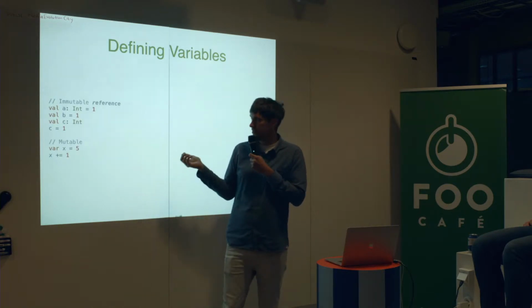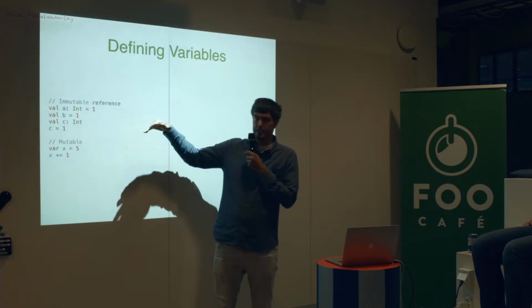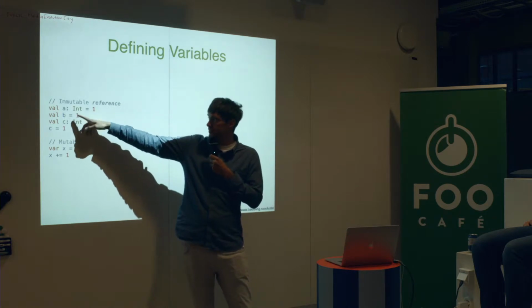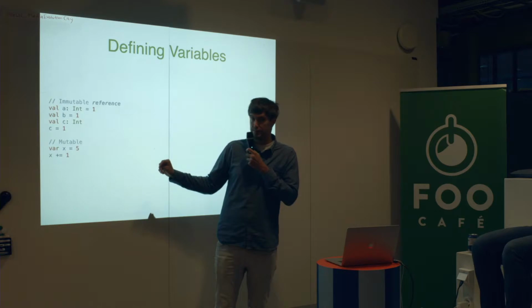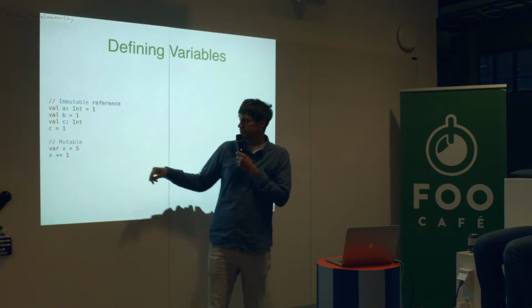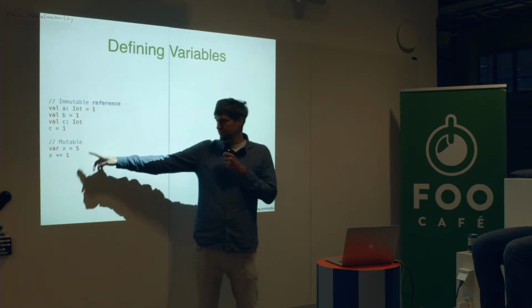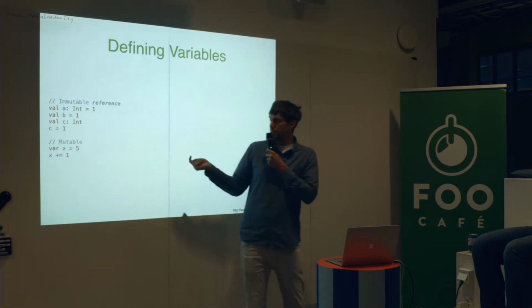So in Kotlin, you can separate variable declaration by val and var. If you have a val, then the reference is immutable, and I will show you an example just in a second. But if you declare the variable with var, then it's mutable, so you can change the reference. And this is really important.